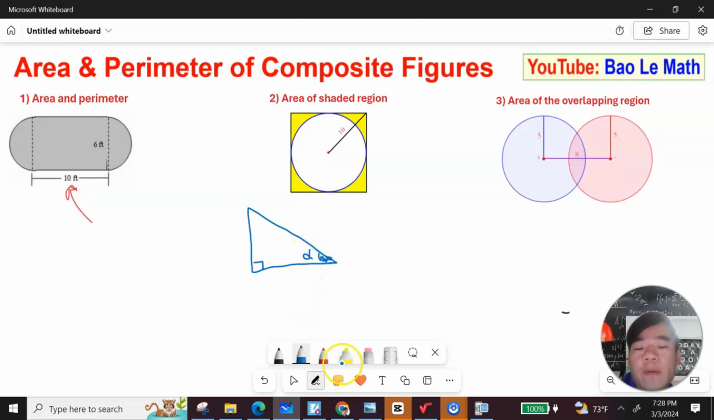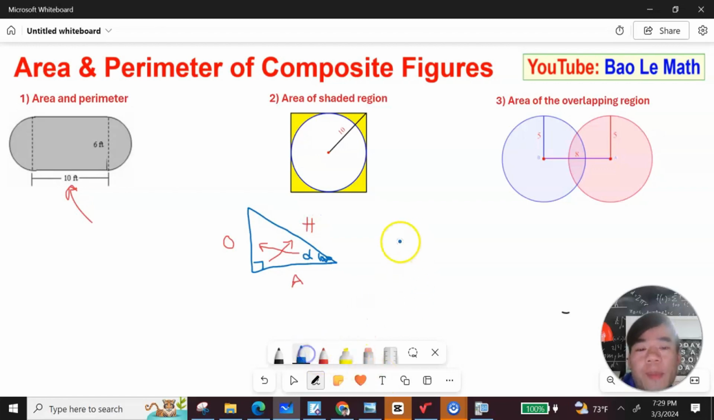Now if I need to use this angle right here, you need to draw the arrow right here, and then this side becomes the opposite. The side at the bottom is called adjacent because it's next to the angle. The side opposite to the right angle always stays unchanged. This is the hypotenuse.